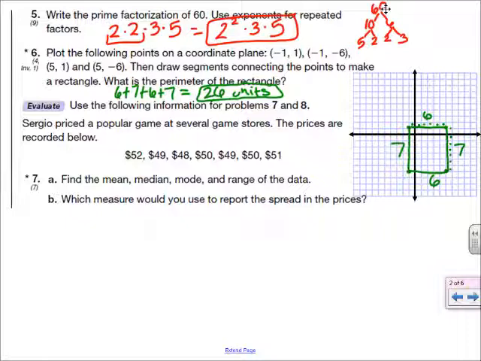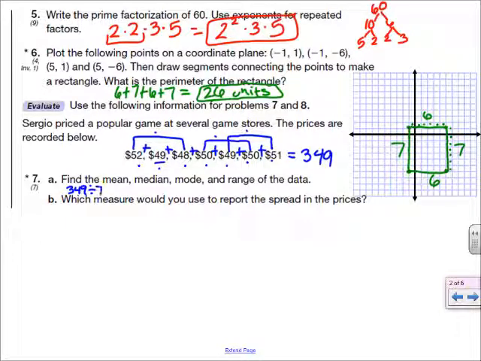To find the mean, we're going to add them all up. So we're going to take 52 plus 49 plus 48 plus 50 plus 49 plus 51. And that's going to be 349. If you look at it, 50 and 50 make 100, 49 and 50 make 100, and 52 and 48 make 100. So we have 349. And then there are 7 numbers.